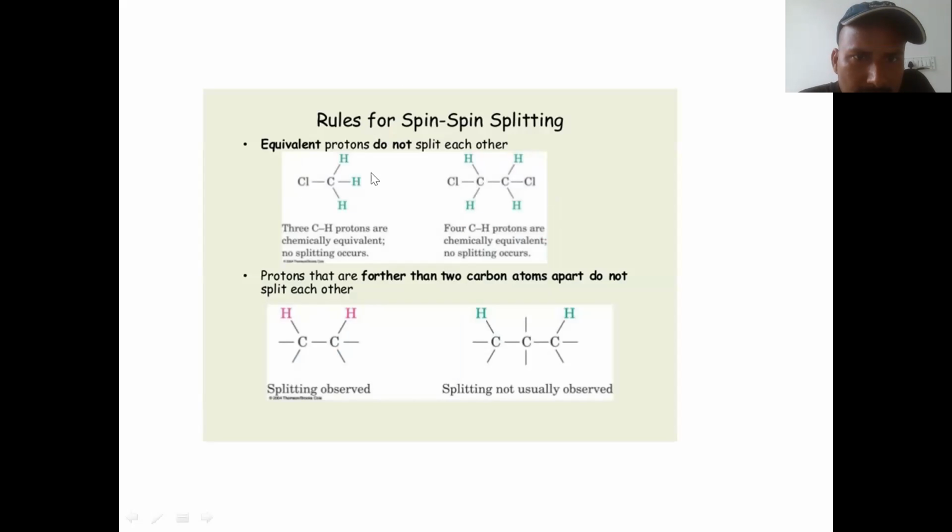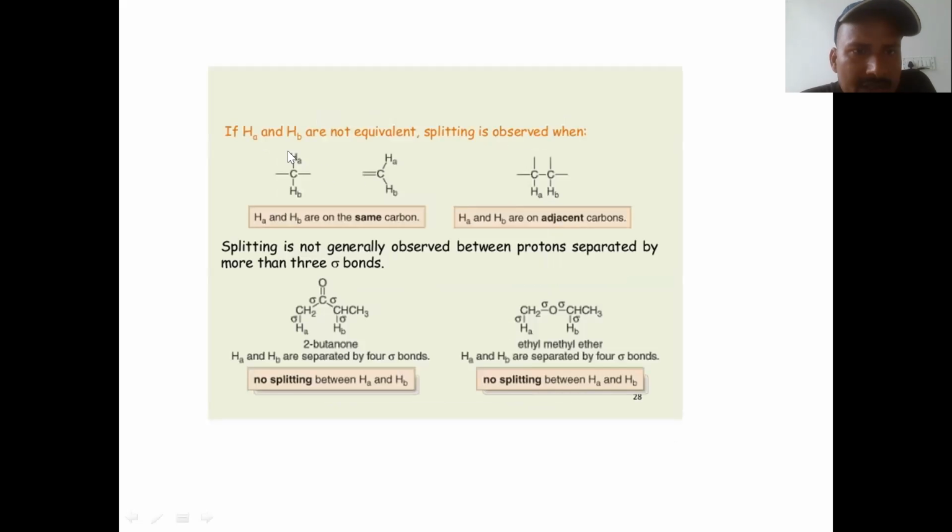So rules for splitting: for this proton only one signal appeared. For this one no splitting occurs. For this, splitting is observed, and splitting is not usually observed here because there are more than three sigma bonds. Similarly, Ha and Hb are non-equivalent. Splitting is observed when Ha and Hb are on the same carbon, and when Ha and Hb are on adjacent carbons. So this is the rule for that. Splitting is not generally observed between protons separated by more than 3 sigma bonds.